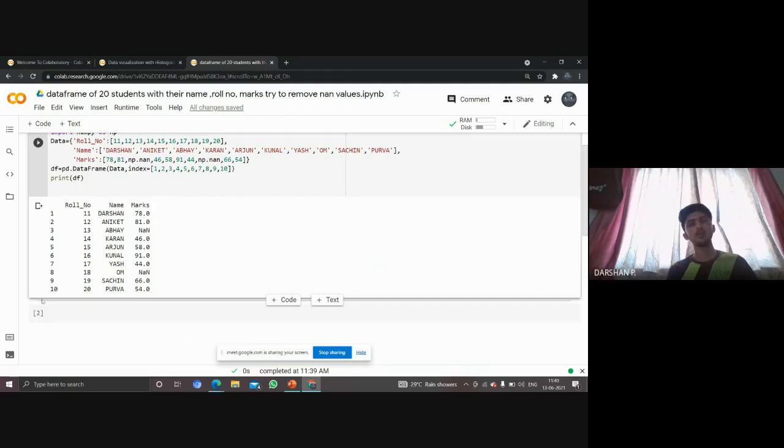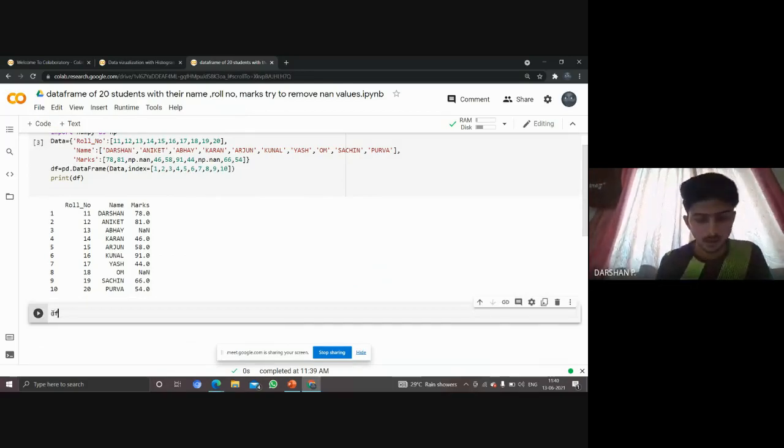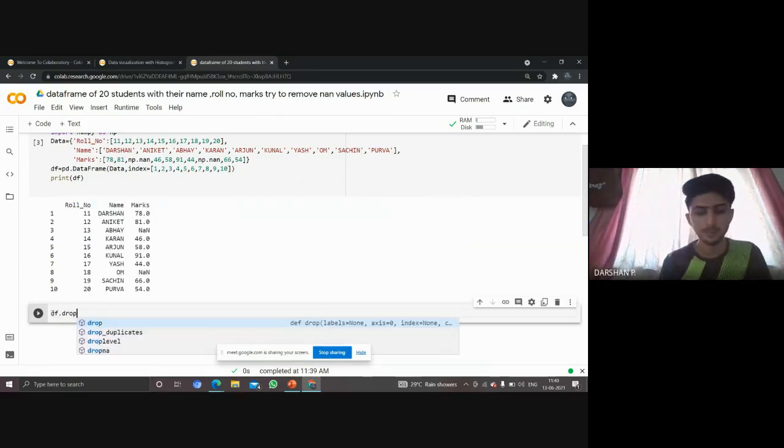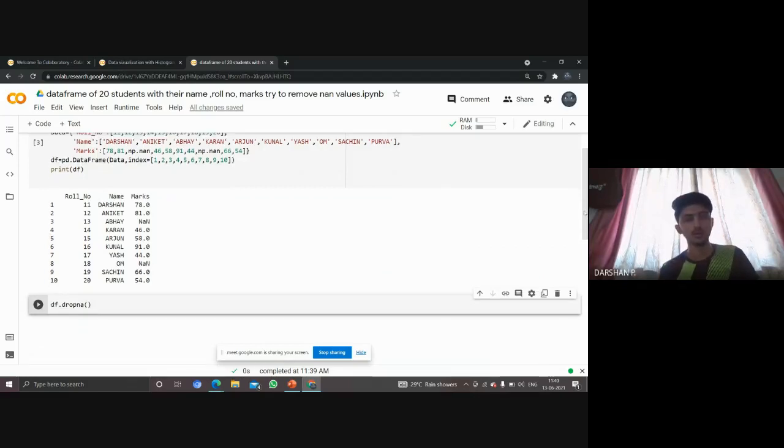So we have to discard those NaN values from this code. So what can we do? We use df.dropna. It is used to drop the NaN values from your data, and we can also replace them with the average value, the frequency value, or whatever other value we want instead of the NaN values.